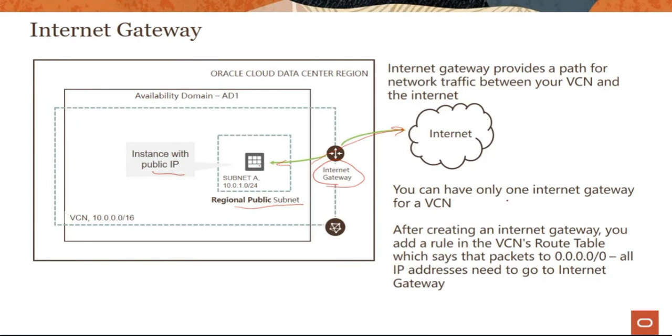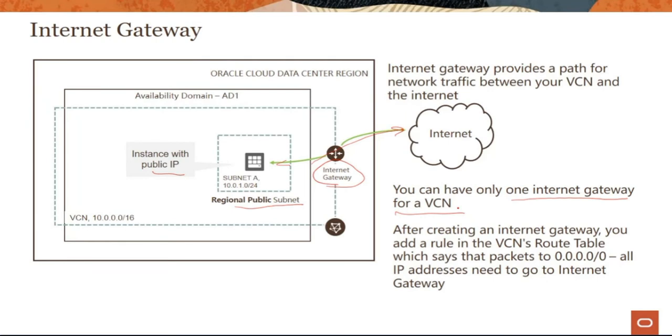Now, important things to keep in mind: you can only have one internet gateway for a VCN. So it means that if you have different public subnets, let's say you have a public subnet where you are hosting your bastion servers, and you have one for web servers, one for something else, all of that traffic goes through the same gateway, and all of those subnets are part of your single VCN.